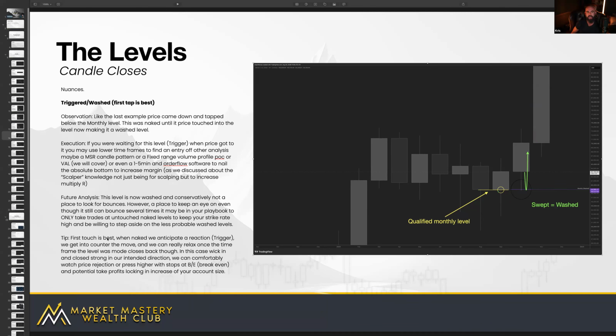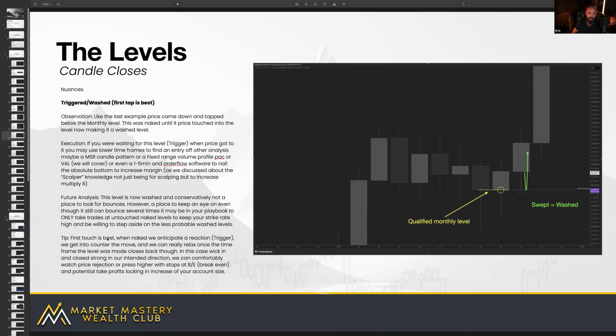When naked, we anticipate a reaction, also known as a trigger. So I'll say, hey, my trigger's arrived. So you get a trigger alert on your phone. Time to go in, and I've spent hours looking and observing, but now I'm in executional. So I know to go straight to all my executional toys and play with them and get a good trade.